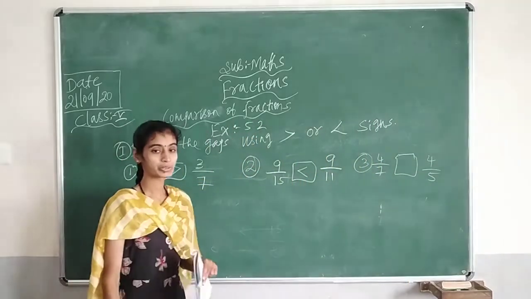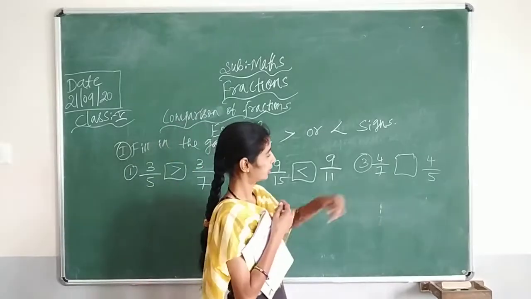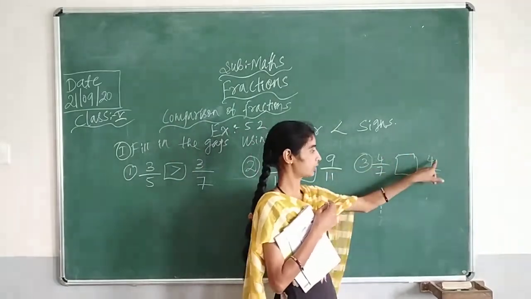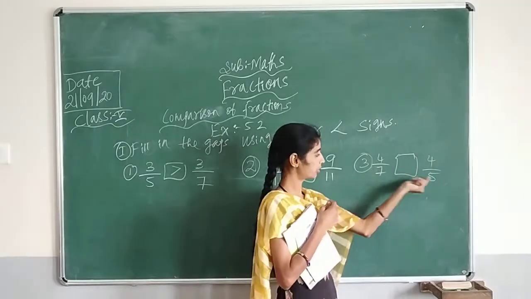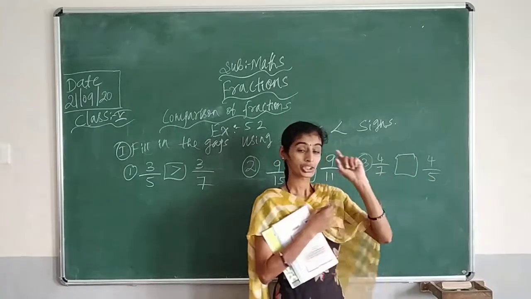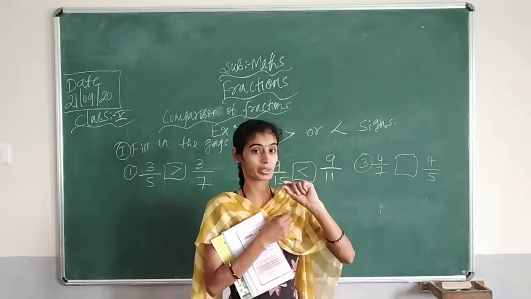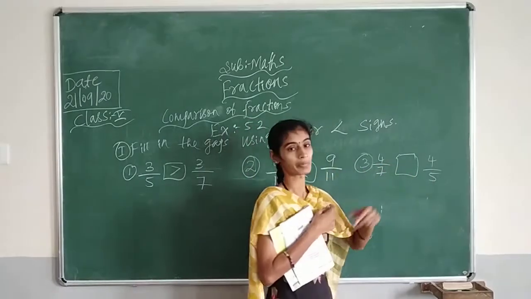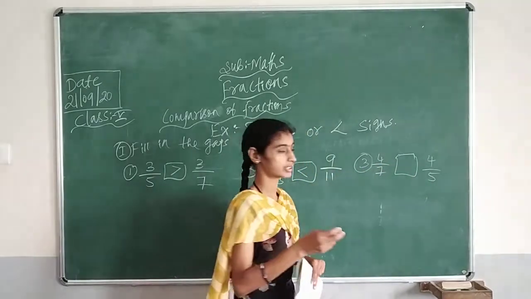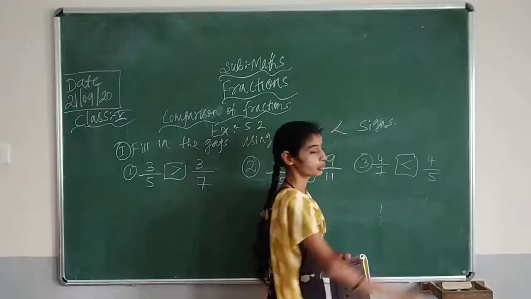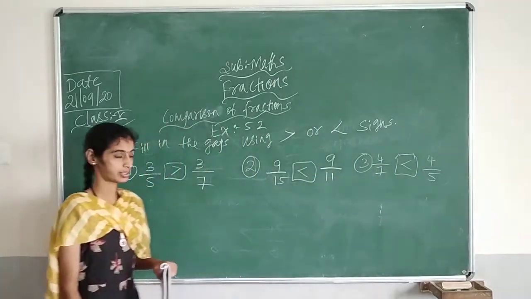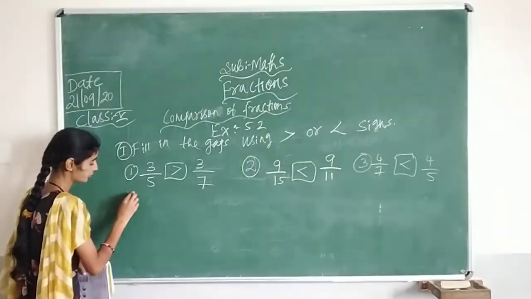So will you try children? Please try. Again you can see numerator values are same. So go to the denominator and there you have to choose the smallest number. So 7 and 5. Which is the smallest? Yes, 5 is the smallest. You have to make the open angle that side. Shall we move to the next question?